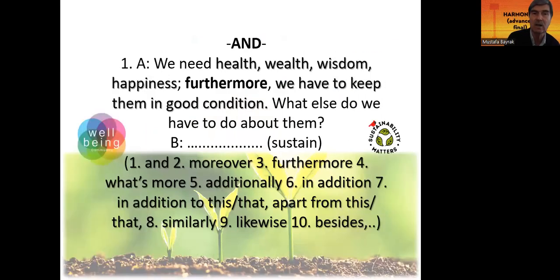Because they are all "and" group connectors, conjunctions: moreover, furthermore, etc. We need health, wealth, wisdom, happiness. Furthermore, additionally, similarly, we have to keep them in good condition. What else do we have to do about them? Yes, we have to keep them in good condition. Besides, we have to sustain them. We must sustain them.